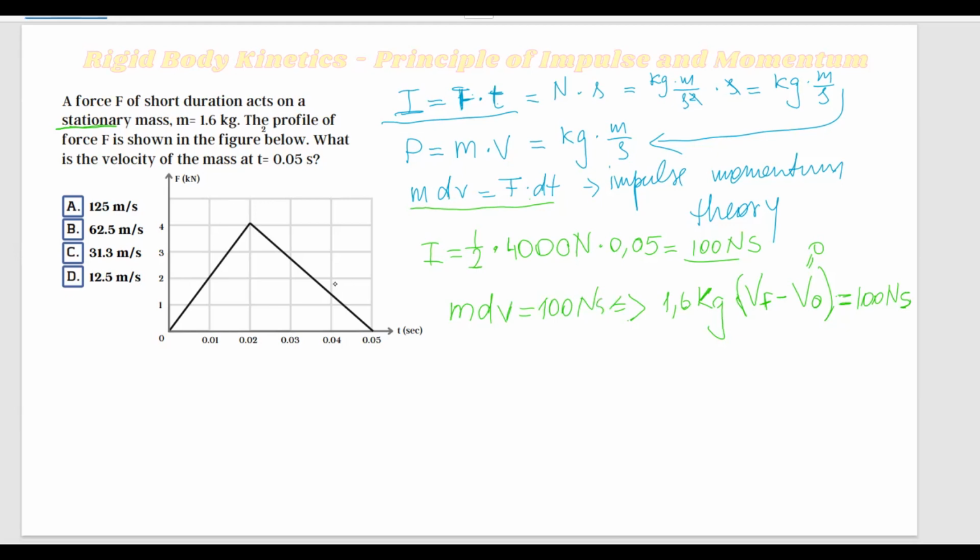Now let's rewrite this. We're going to have 1.6 multiplied by v final equals 100. And from this equation, we can calculate VF. From here, VF equals 100 divided by 1.6. And this gives me a velocity of 62.5 meters per second. There you go. So the correct answer is B.